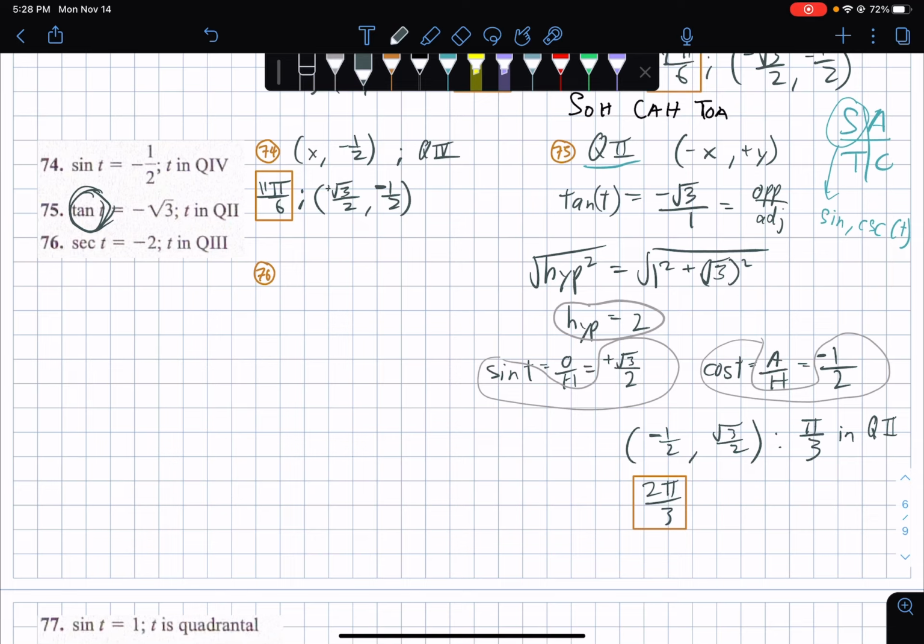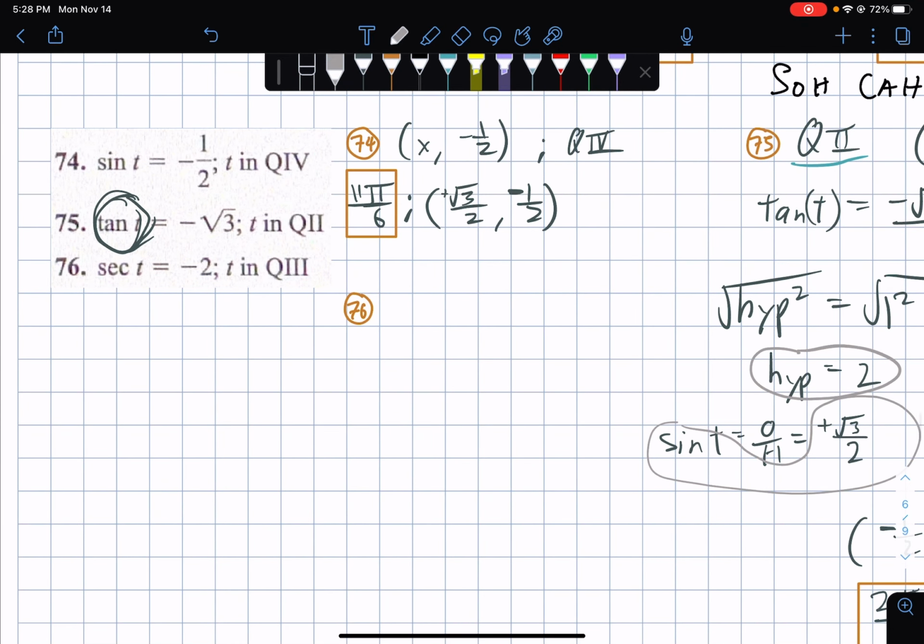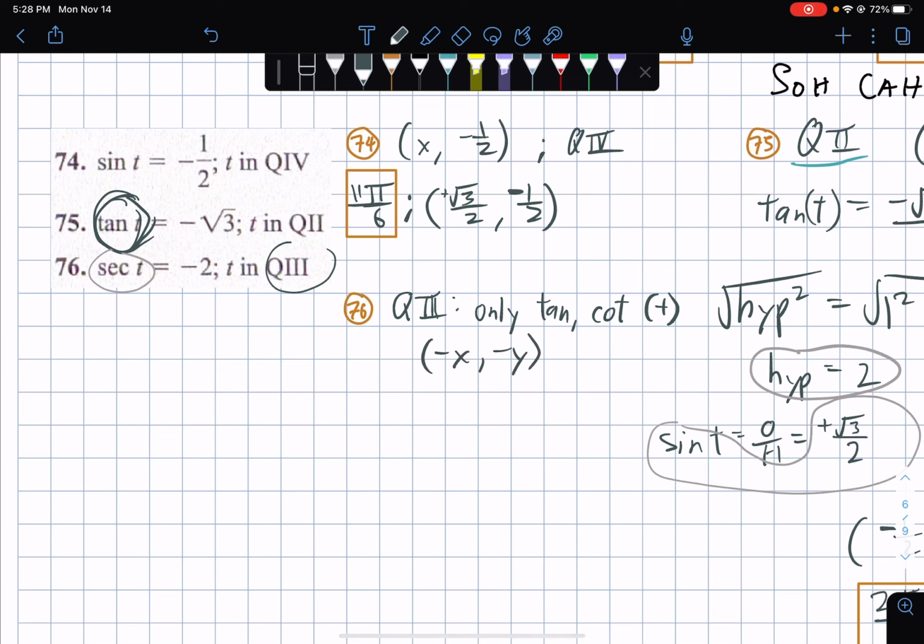Let's move on to answering number 76. Secant t is equal to negative 2. T is in quadrant 3. In quadrant 3, only tangent and cotangent are positive. So basically, x and y are negative, our sine and cosine.